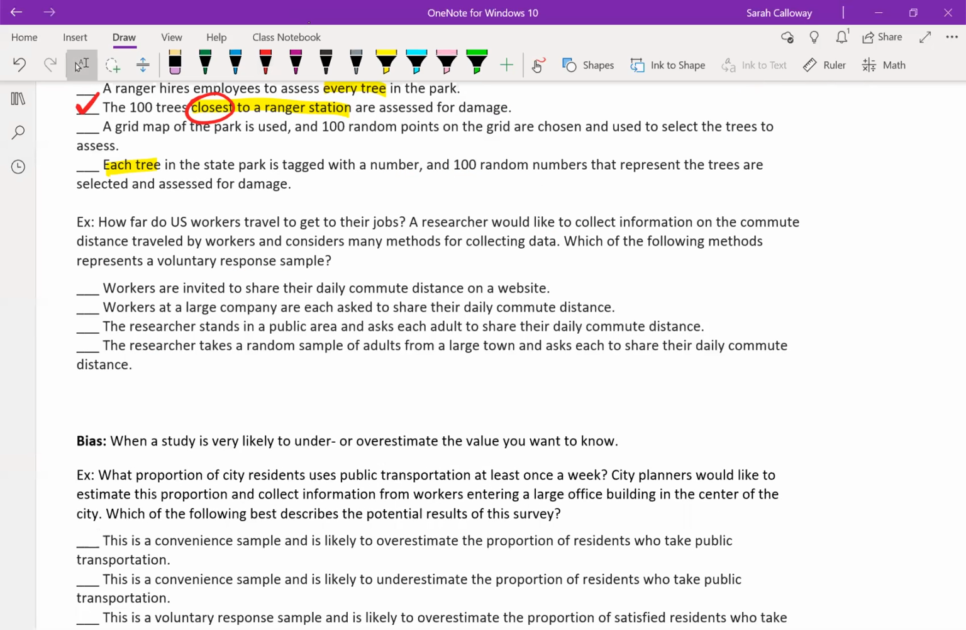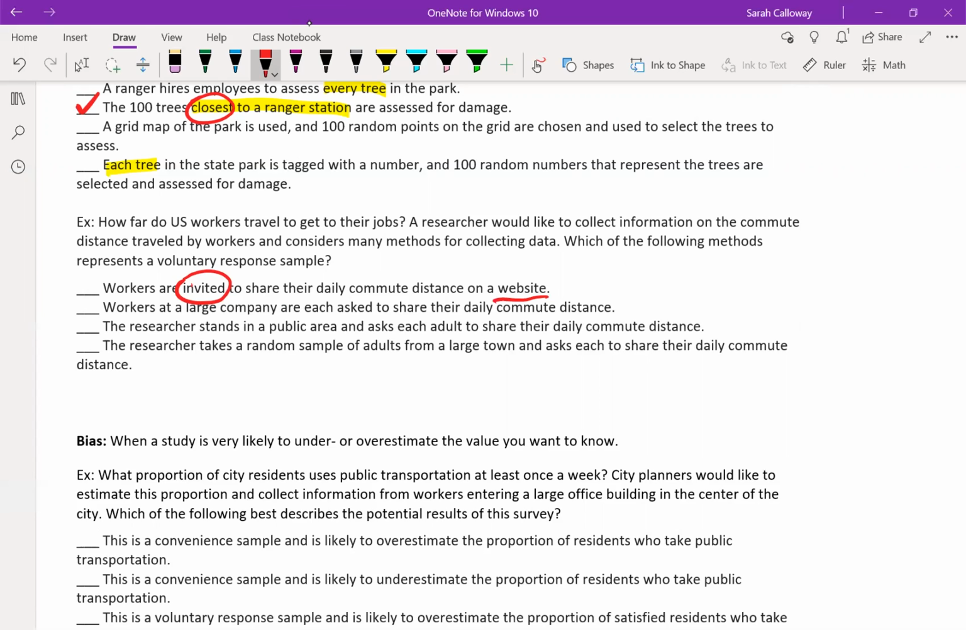A researcher would like to collect information on the commute distance traveled by workers and considers many methods for collecting data. Which one is a voluntary response sample? Workers are invited. Ooh, so that sounds good, right? I'm doing an open invitation to share their daily commute distance on a website. That sounds like that's probably our answer. Workers at a large company are each asked to share their daily commute distance.